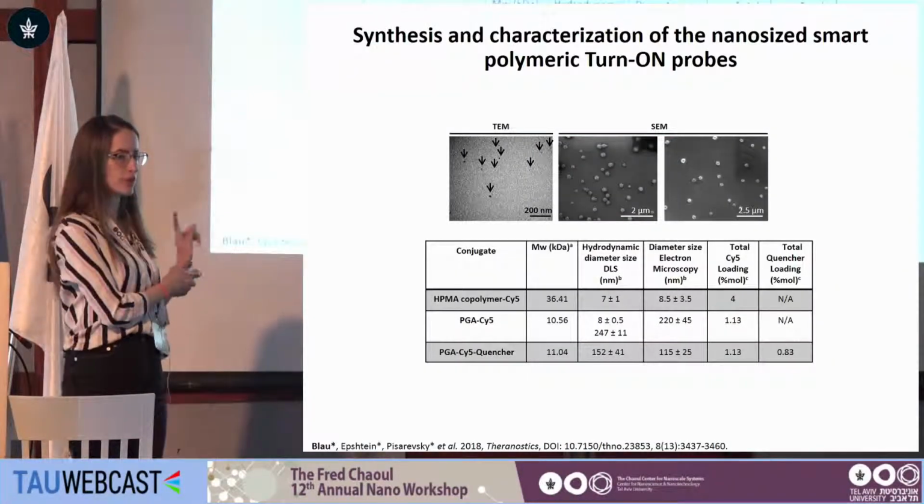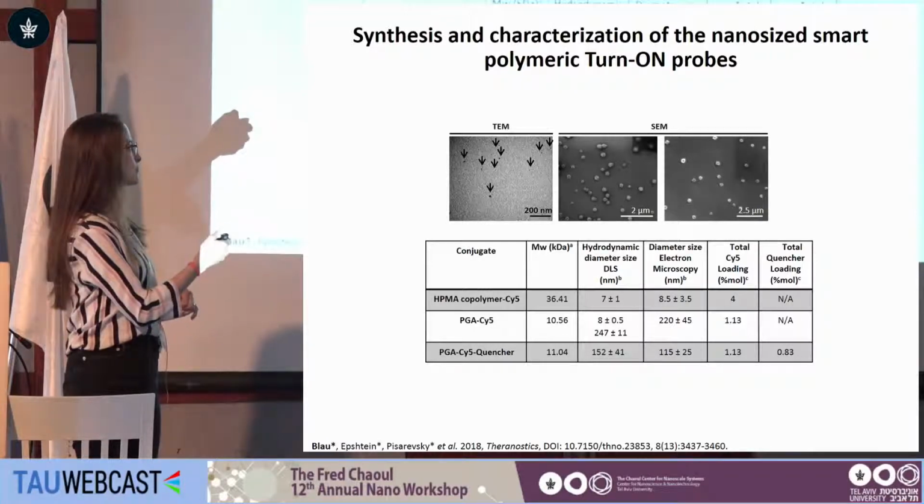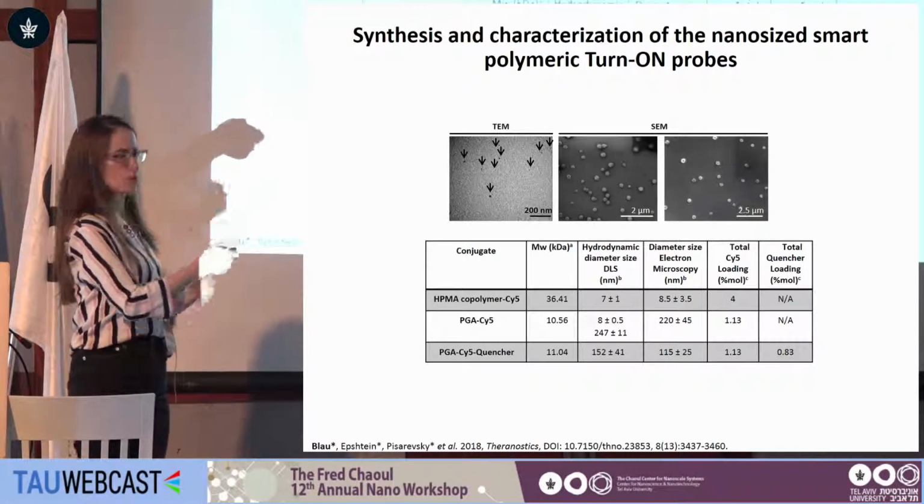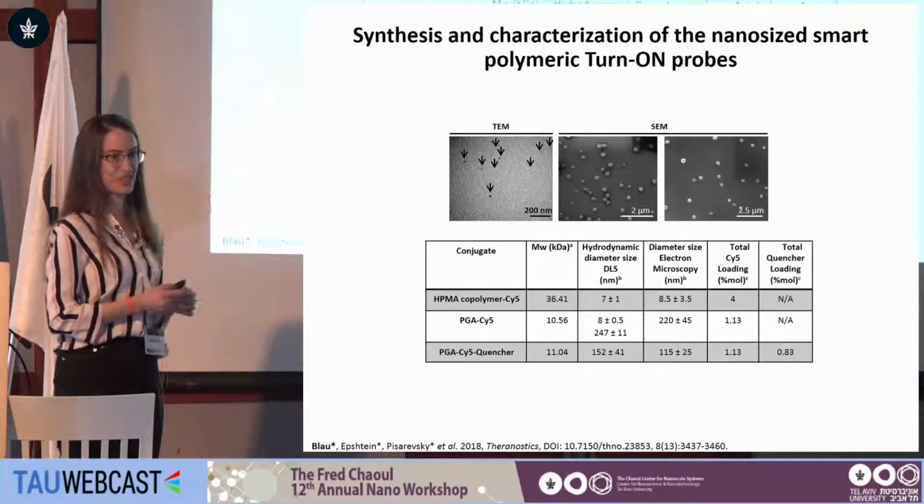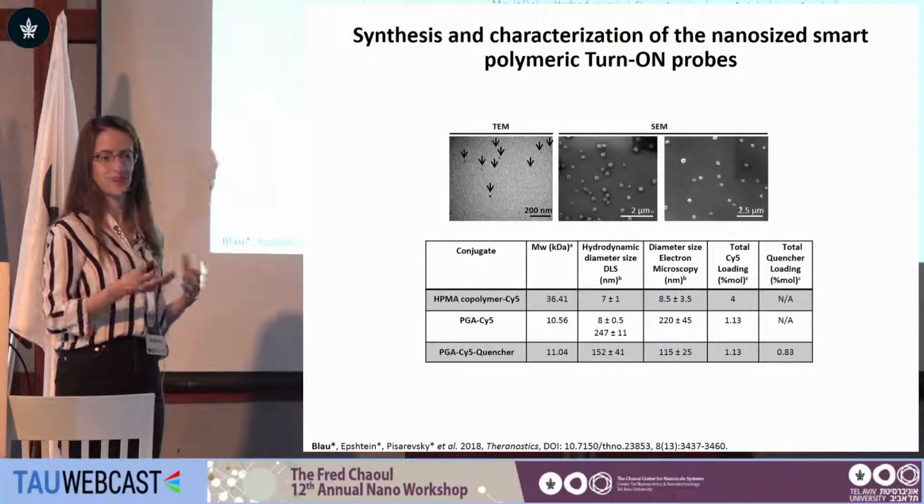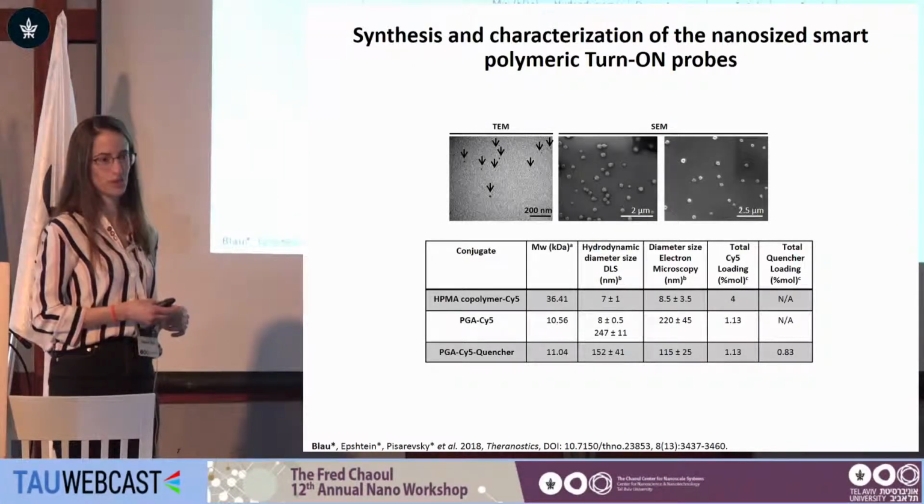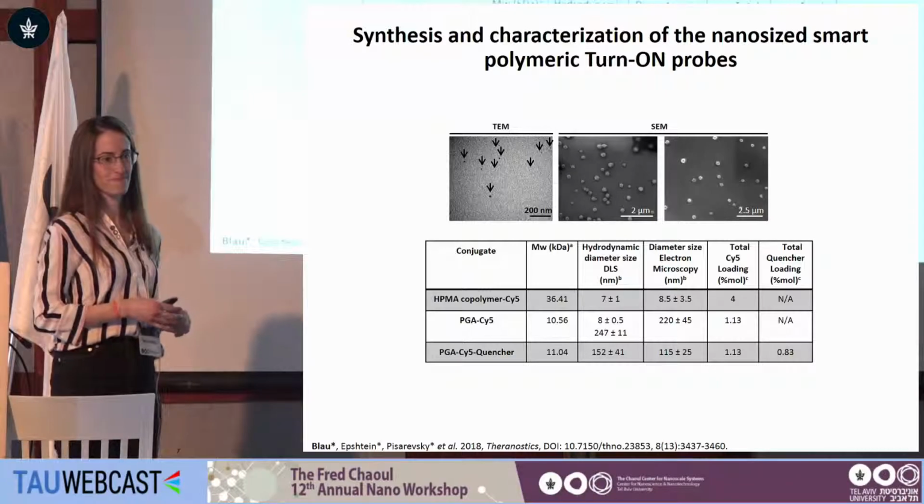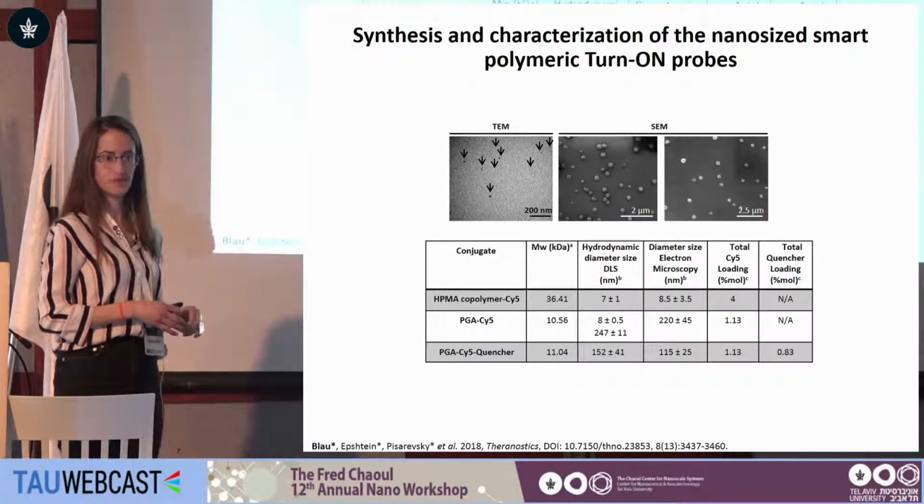For this specific work, we compared between 7 nanometers and above 100. And we did it in a mice model, very nice with the EPR effect. But yes, it's a very important question, and yeah, we should address this.